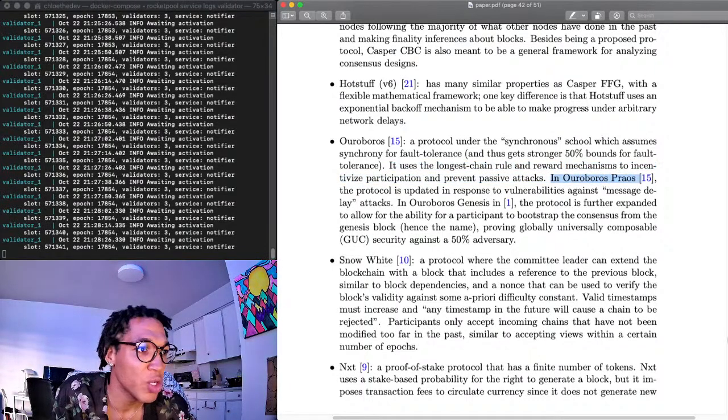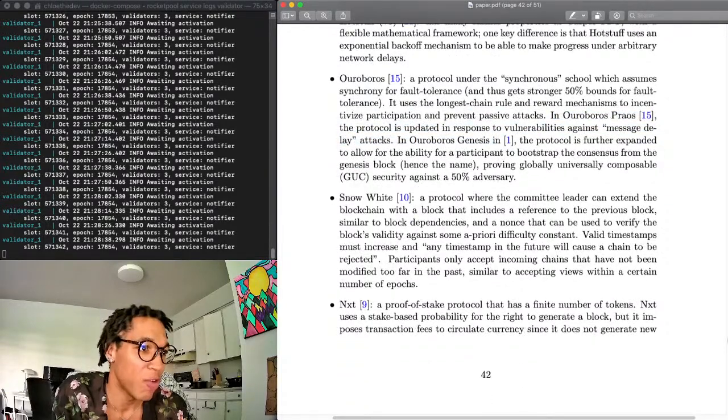In Ouroboros Praos, the protocol is updated in response to vulnerabilities against message delay attacks. So, different Ouroboros protocols. There's Snow White, a protocol where the committee leader, we have committees here, can extend the blockchain with a block that includes a reference to the previous block. Seems normal. Similar to block dependencies. And a nonce that can be used to verify the block's validity against some a priori difficulty constant.